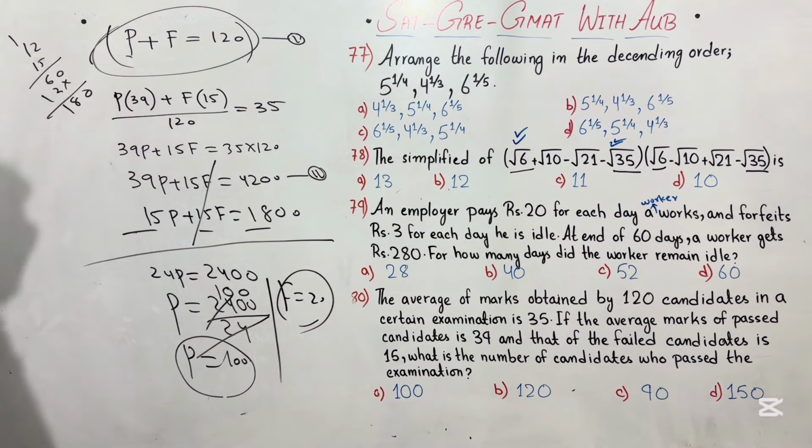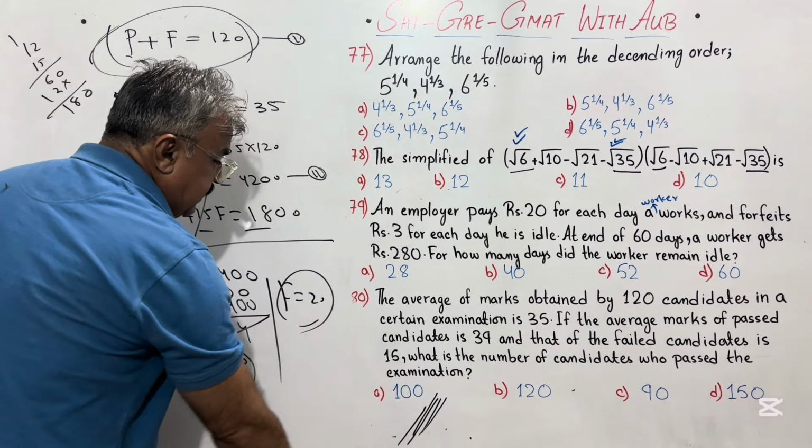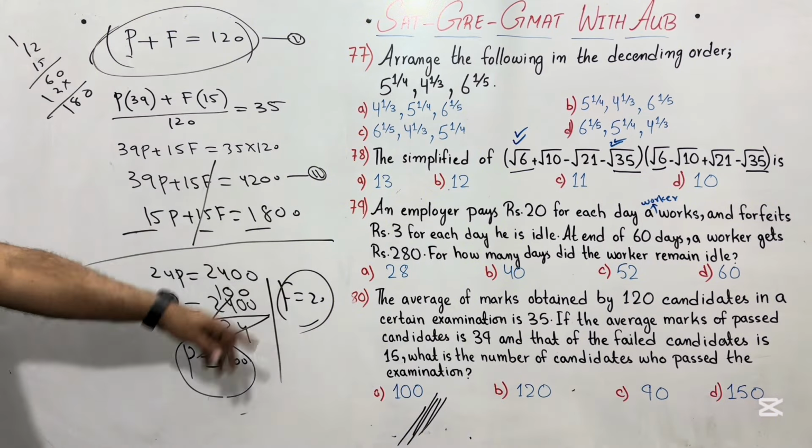However, we are asked to find the number of students who passed. The number of students who passed is 100 in that case.